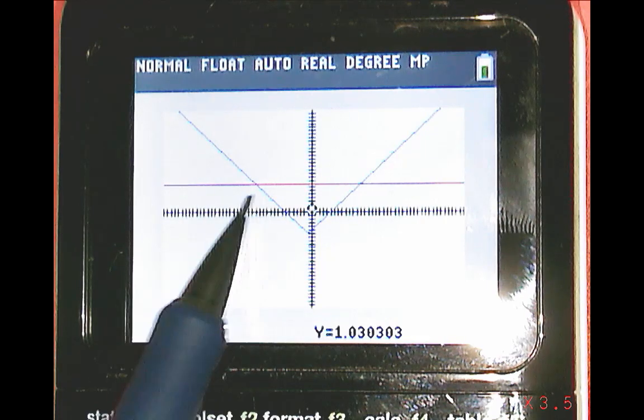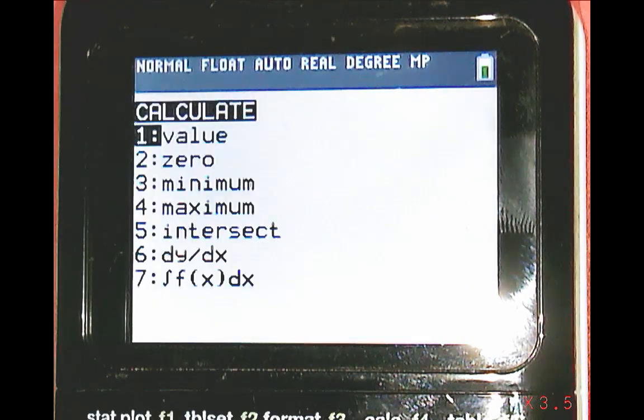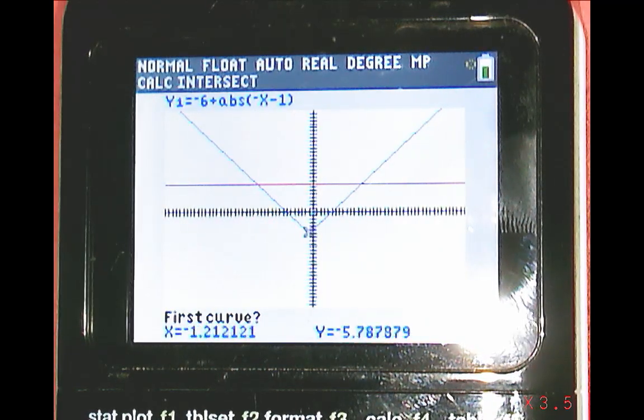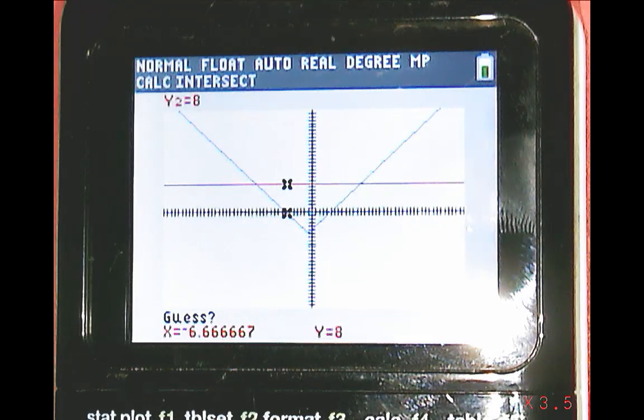Now let's find those intersection points. I always go left to right, so find this one over here first. Second trace, number 5. Move the cursor closer to that point. It doesn't have to be exactly on it. Hit enter, enter, enter, and you get that that point is negative 15.